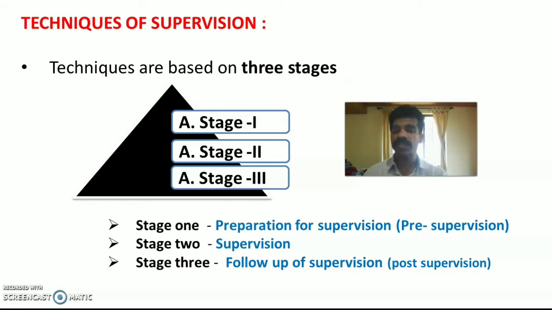Next are the techniques of supervision, the different techniques of supervision. Techniques of supervision are based on 3 stages of supervision: stage 1, stage 2 and stage 3. Stage 1 is pre-supervision, that is preparation for supervision. Stage 2 is doing the supervision, that is implementation of the supervision. And the last, stage 3, is follow-up of supervision after the supervision, that is post-supervision. So technique of supervision is classified into 3 stages: pre-supervision, supervision and post-supervision, or preparation for supervision, supervision and follow-up of supervision.